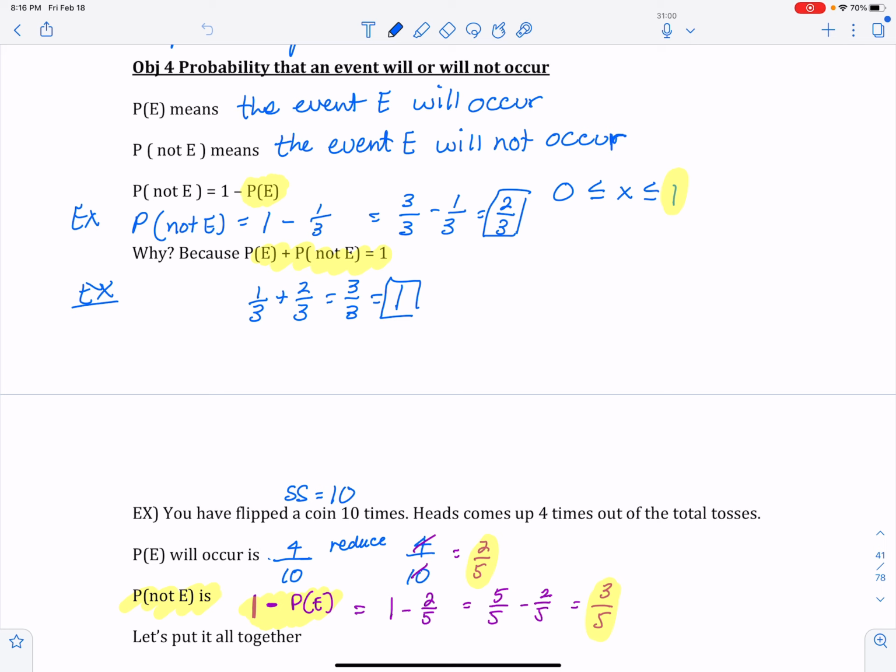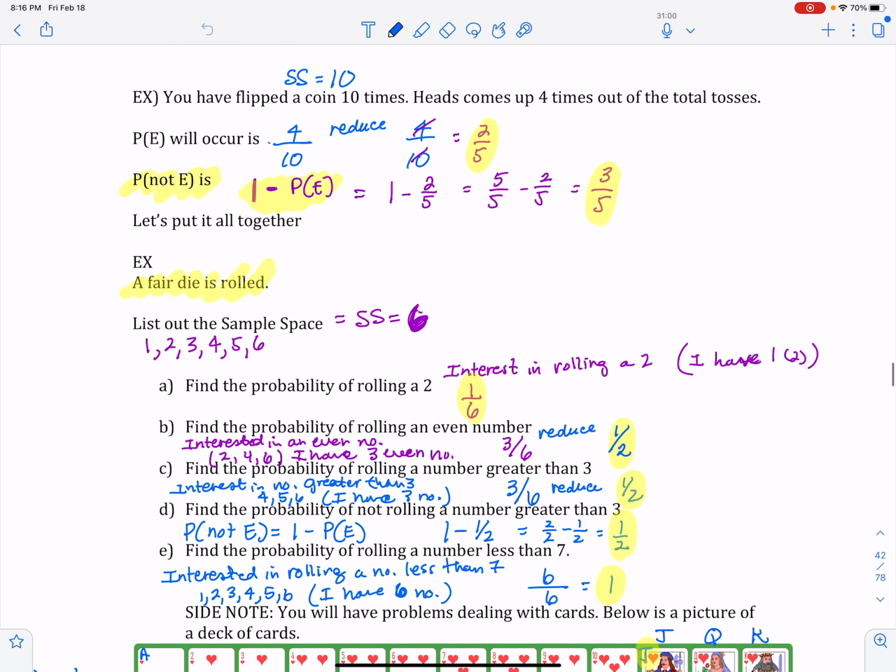So how do you check this? If you take the probability of the event occurring plus what you found for the probability of the event not occurring and add those together, that should equal 1. Remember, 1 is the probability that something will happen every single time. Okay, let's check out this next example.